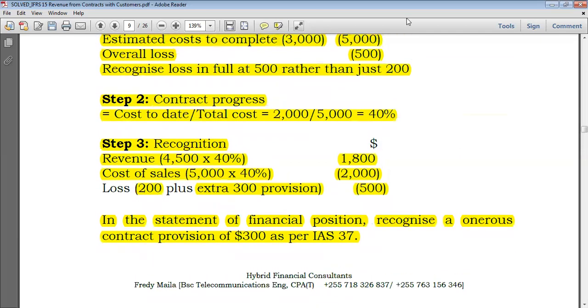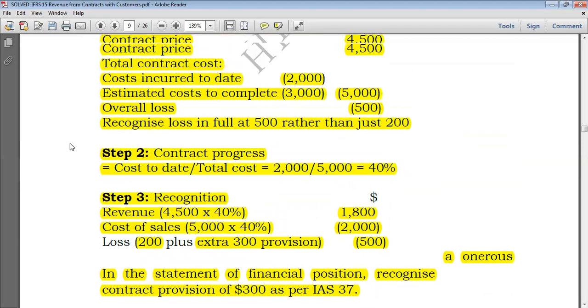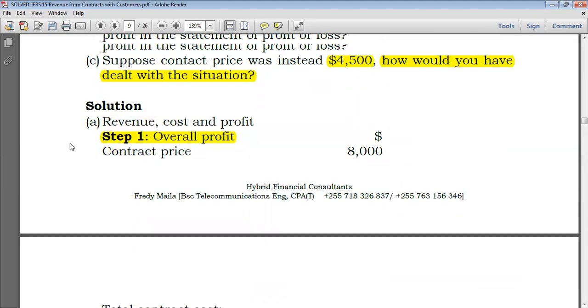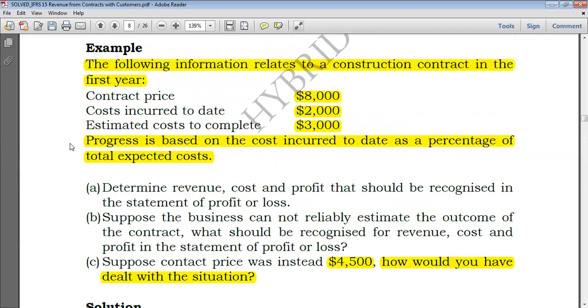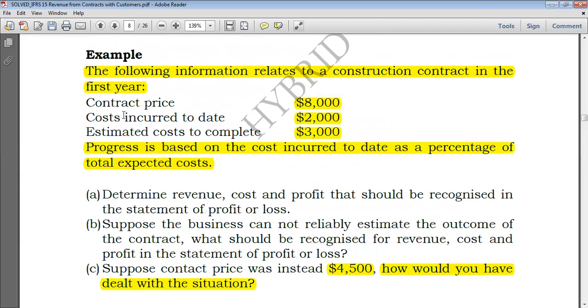I hope you have got me. So simply speaking, and going back to the start of the question, when given a question, first of all, identify the overall profit or loss. If there is a profit, recognize the profit as per what you have completed during the year. And then you proceed. If you have a loss, recognize the overall loss while including an onerous contract provision. And if you cannot reliably estimate what you have recovered so far, just record revenue at what you can recover. So that's what you have to do.